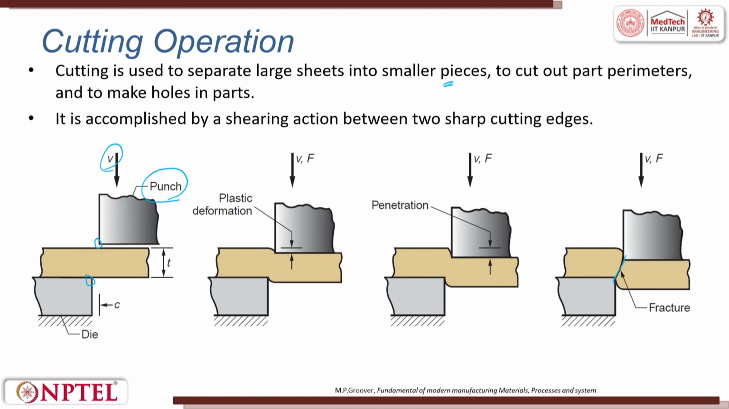The punch moves up and down, there is a die, and in this there is a sheet metal which is placed. Now the punch is moved downwards. Once the punch is moved downwards, plastic deformation happens initially, then further penetration happens. That leads to a fracture. So, the cutting operation is accomplished by a shearing action between two sharp edges.